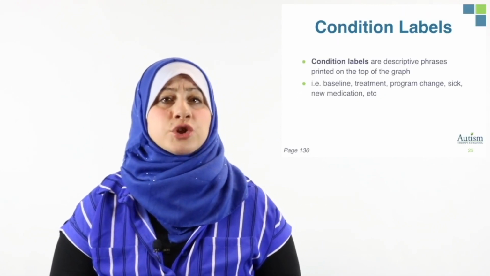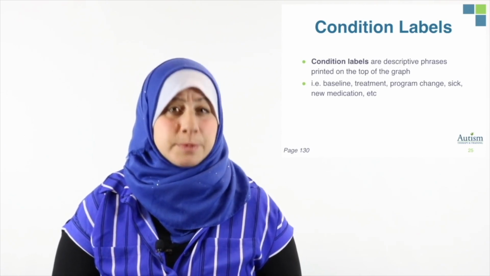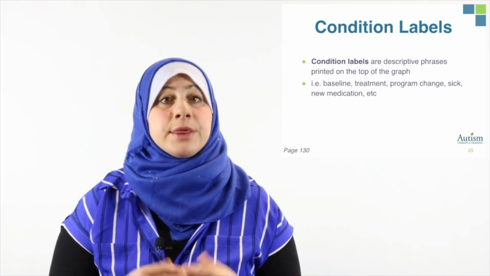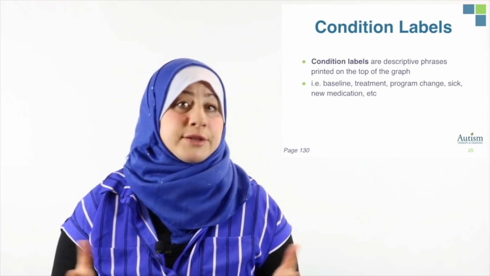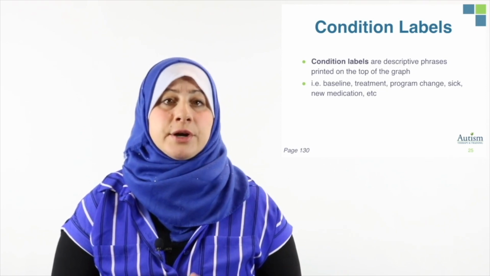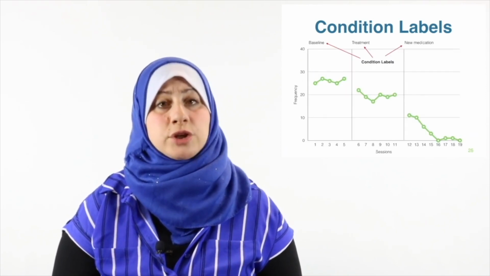Condition labels are descriptive phrases printed on the top of the graph that explain the condition changes. This could be baseline, treatment, program change, sick, and so on. Here, you can see how the condition labels are set up with the condition lines.